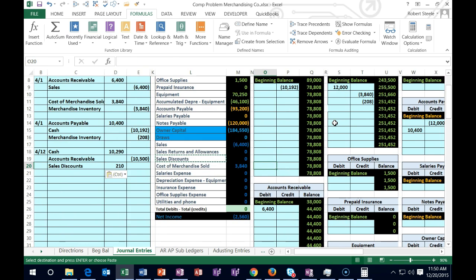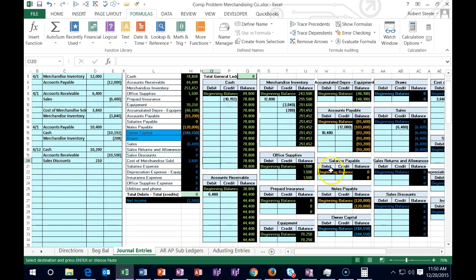So I'm going to scroll over here. I'm going to make this smaller again. I'm going to go back down to 70 on the taskbar like so. I'm going to go up to cash. So the first one we're going to post is to cash, and it's in the debit side. So cash is our first account. Cash is the first account on the general ledger. I'm in cell O10. We're going to say equals. We're going to point to that 10,290. When we hit enter, it's going to go from 78 up to 89.